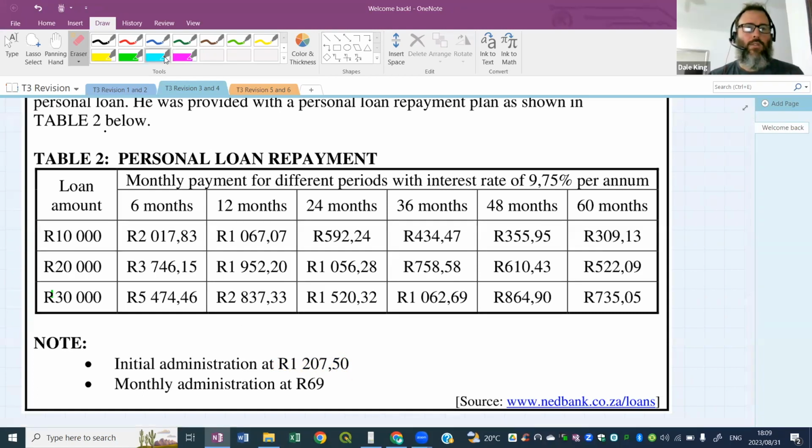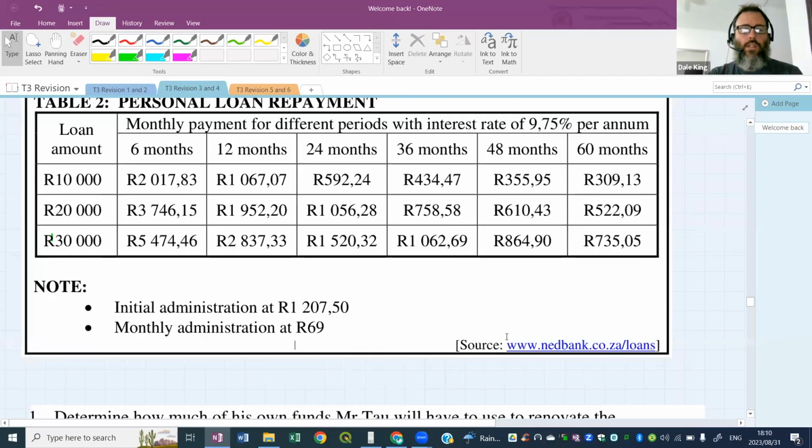But underneath that, we have a monthly admin fee. The banks also love admin fees. And they say a monthly fee is payable of 69 Rand. So besides your premium that you're going to pay, or your monthly repayments, you also have to pay back a monthly administration fee. Okay, so we've got an initial fee, and then we've got a monthly administration fee. All right, let's see what the questions are. We know now what's in the table. Let's see what the questions are.